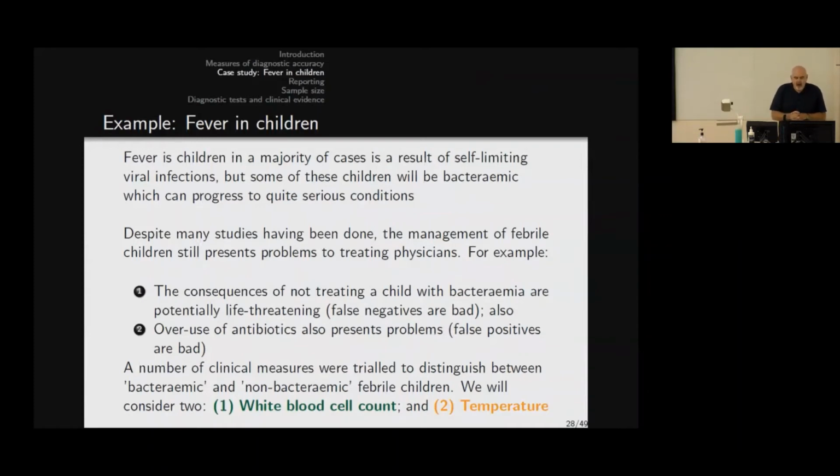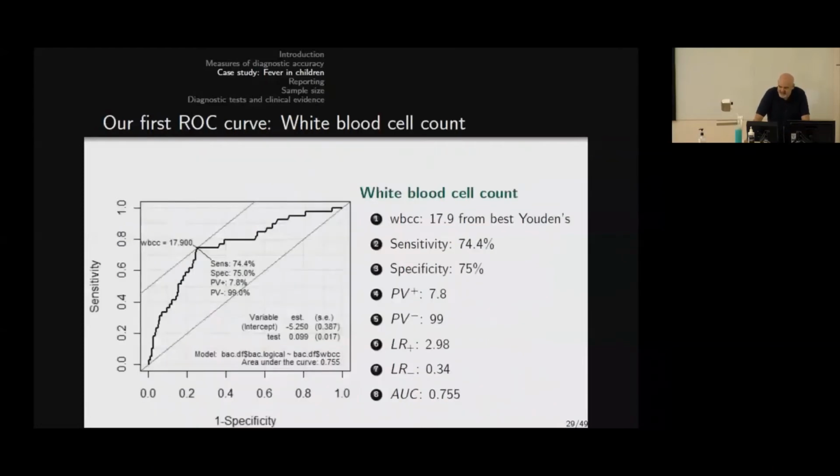So a number of clinical measures were trialled to distinguish between bacteremic and, excuse me, non-bacteremic febrile children. We'll consider two: white blood cell count and temperature. Okay? So now we've got two diagnostic tests, and we're actually going to say which of these is better. So here is this ROC curve I've been talking about.